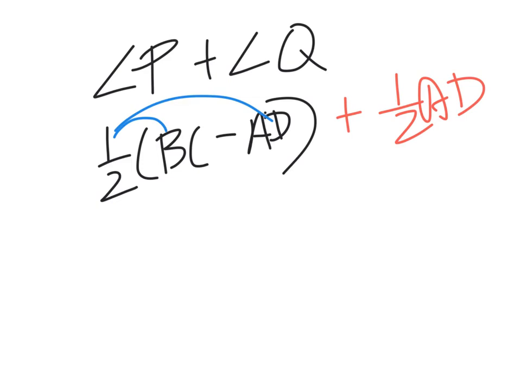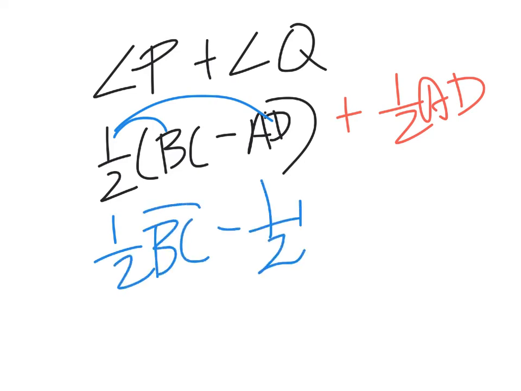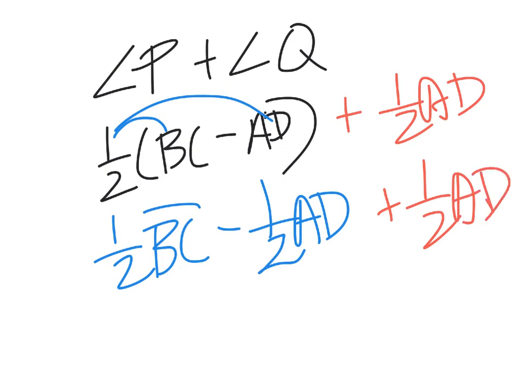So here's basically what we have: angle P and angle Q. I substitute what we had for P, which is the 1/2 BC minus AD, and I substitute the 1/2 AD for Q. So with that being said, I'm just going to distribute and simplify. So really, I have 1/2 the arc BC minus 1/2 the arc AD. But now I'm adding that to 1/2 AD. And then right there, I can see these are going to cancel out. They're going to become 0. So I'm left with just 1/2 BC.